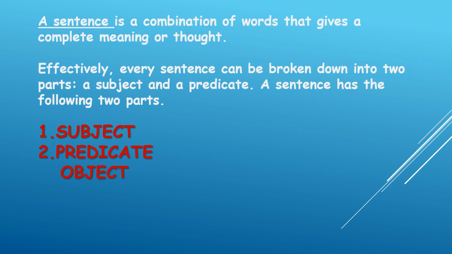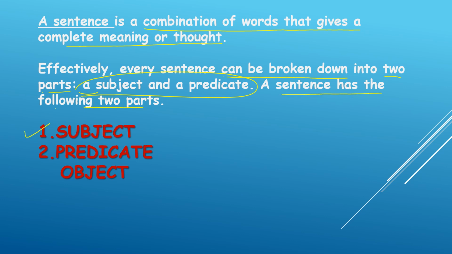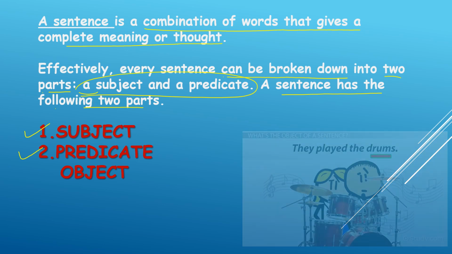A sentence is a combination of words that gives a complete meaning or thought. So, it is a group of words which gives a complete meaning, which begins with a capital letter and which is in a proper order. A sentence can be effectively broken down into two parts, the subject and predicate. So a sentence has two parts. One is the subject and the other is the predicate. Now let us understand it further with the example.